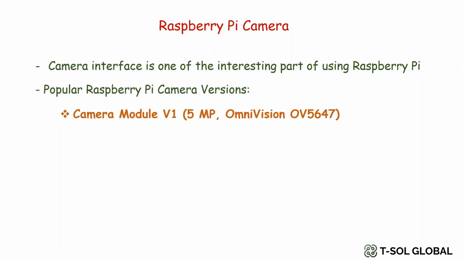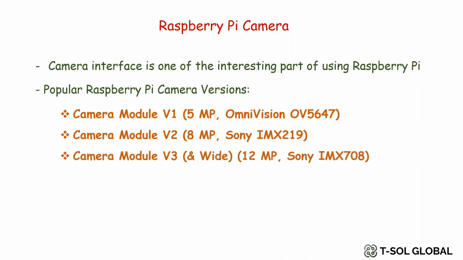So first one is camera module version 1, which is a 5 megapixel camera and it has OmniVision OV5647 sensor. Then we have camera module version 2, which has 8 megapixel camera and it has Sony IMX219 sensor. Then there is camera module version 3, which also has a wide version. It has 12 megapixel Sony IMX708 sensor. So in this video, we'll mainly use camera module version 3 and we'll use wide version of it.